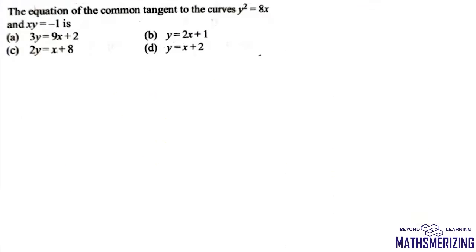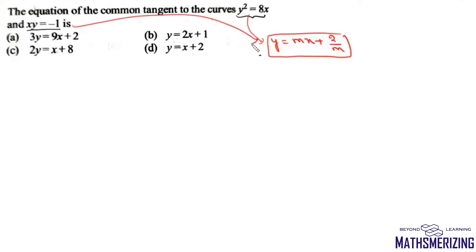Now here the question is, we need to find the equation of common tangent to the curves y square equals 8x and this rectangular hyperbola which is xy equals minus 1. Now we know that for this parabola we can write the equation of tangent. So for this parabola, the equation of tangent is y equals mx plus a by m. A in this case is 2, so it will be simply y equals mx plus 2 by m. Now this line should also be tangent to this hyperbola, but the problem is we do not have the equation of tangent for a rectangular hyperbola.